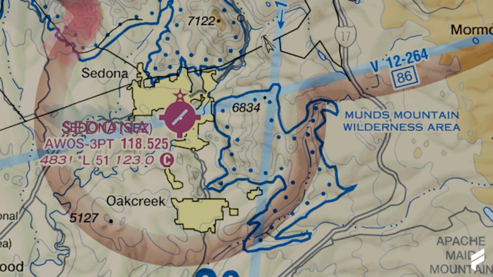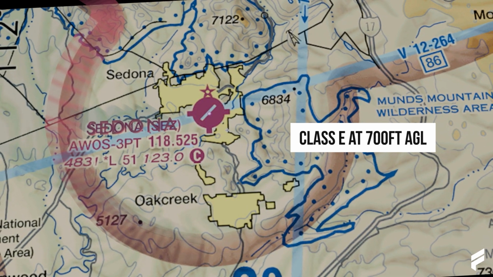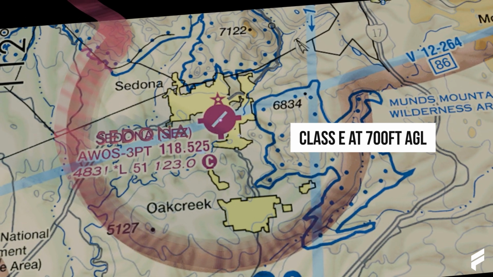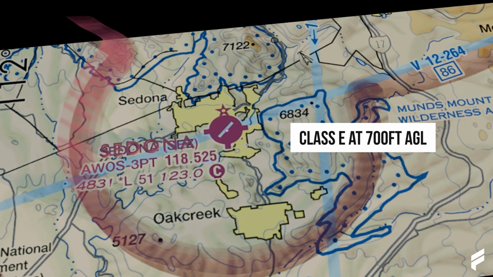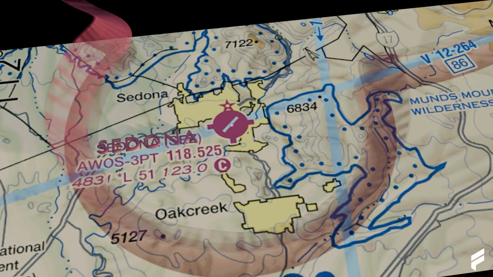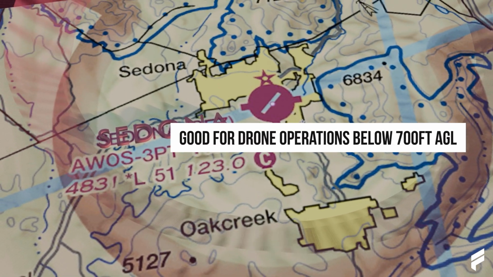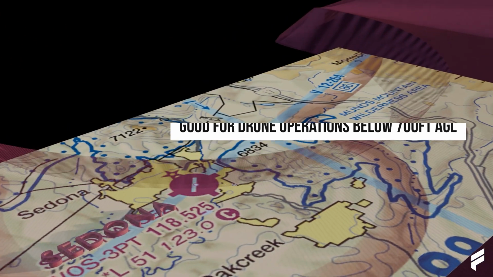Keep in mind that although Sedona Airport SEZ is in Class G airspace, it is surrounded by Class E airspace that begins at 700 feet above ground level, AGL. This configuration is typical for non-towered airports. As long as your drone operations are conducted below 700 feet AGL, you are in Class G airspace, which is uncontrolled.